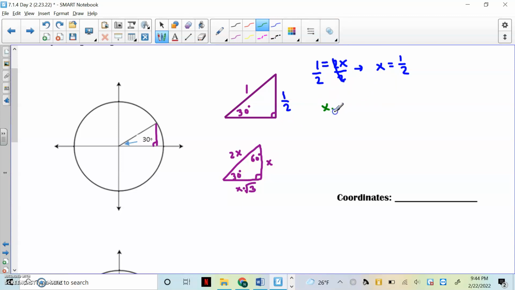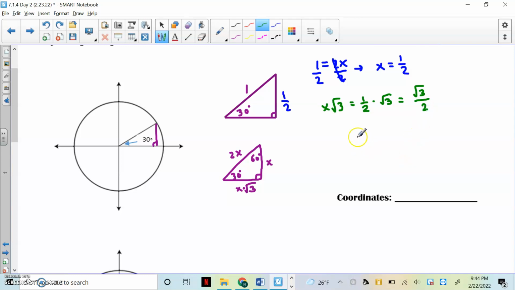So x root 3 is going to be 1/2 times root 3. Now, when you multiply something that's not a fraction by a fraction, it goes to the top of the fraction by default. Like it multiplies by the top. So another way you could write this is root 3 over 2.